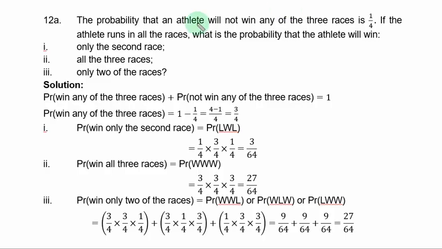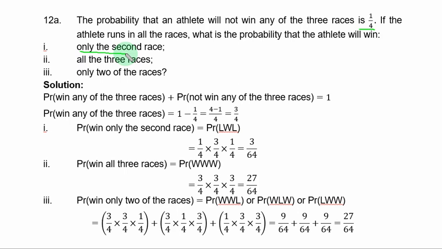Question 12a. The probability that an athlete will not win any of the three races is 1/4. If the athlete runs in all the races, what is the probability that the athlete will win? Roman numeral 1, only the second race. Roman numeral 2, all the three races. Roman numeral 3, only 2 of the races.